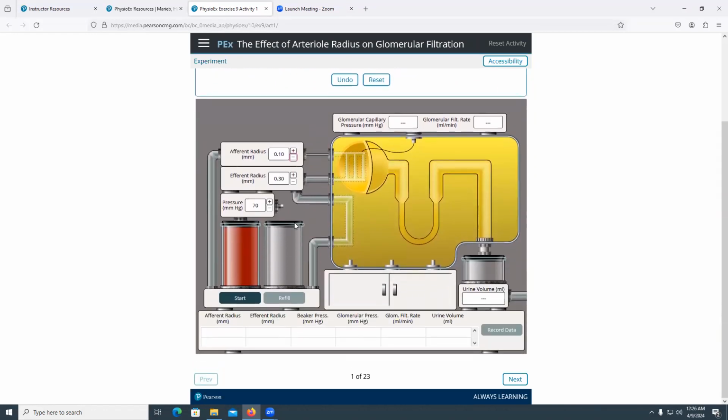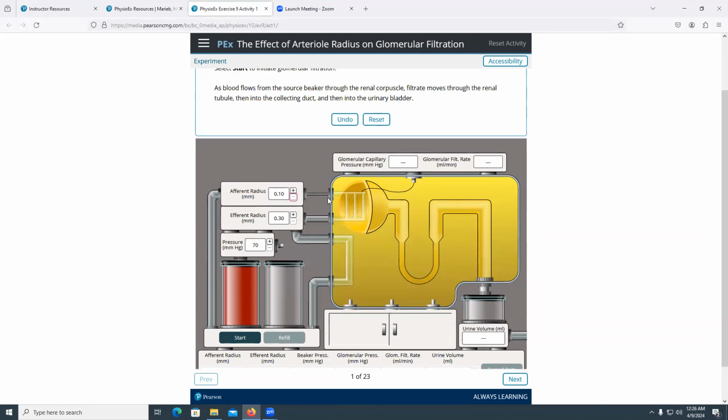What we're going to be doing in this experiment is changing the afferent arteriole's radius, and later on the efferent arteriole's radius. When I say changing, I mean increasing or decreasing the arteriole radius, and we're going to see what effect these changes have on the glomerular capillary pressure and the filtration rate. Then we're going to do the same thing for the efferent radius.